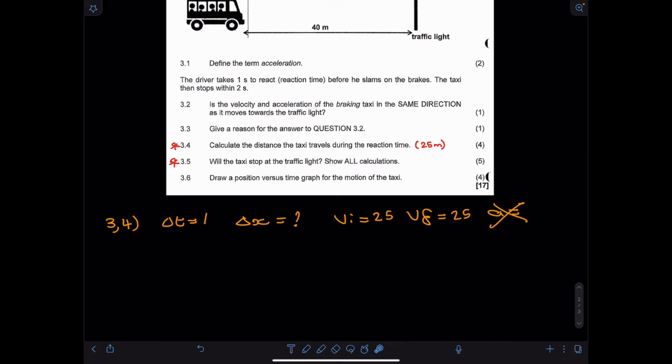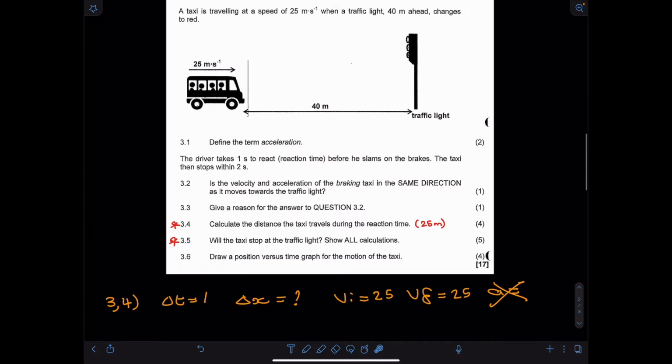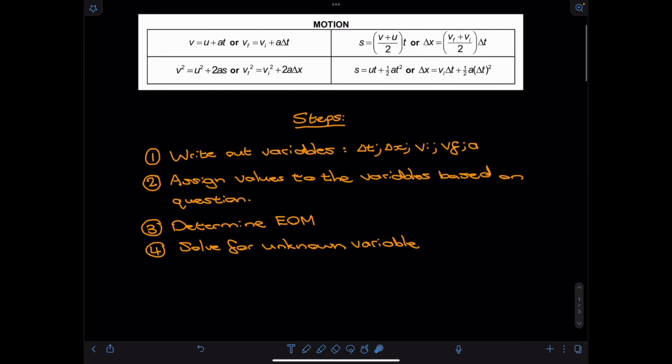So as you can see here, as I said earlier, you'll usually know three of them. In this case, we know delta t, we know vi, and we know vf, and we're solving for delta x. So now we're going to look for an equation that doesn't have acceleration, okay? So let's have a look.